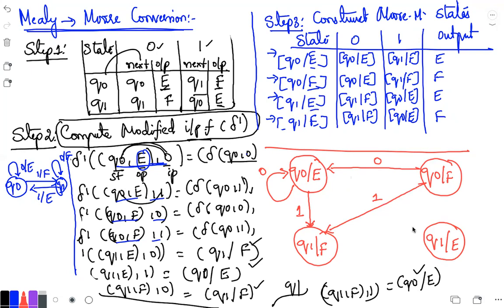Q1 on E, on 0, goes to Q1 on F. Q1 on E, on 1, goes to Q naught on E. Last one, Q1 on F. On 0, it goes to itself. Q1 on F, on 1, goes to Q naught on E.